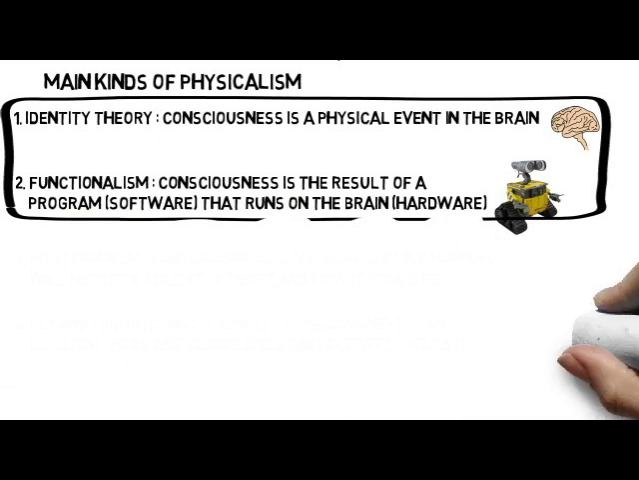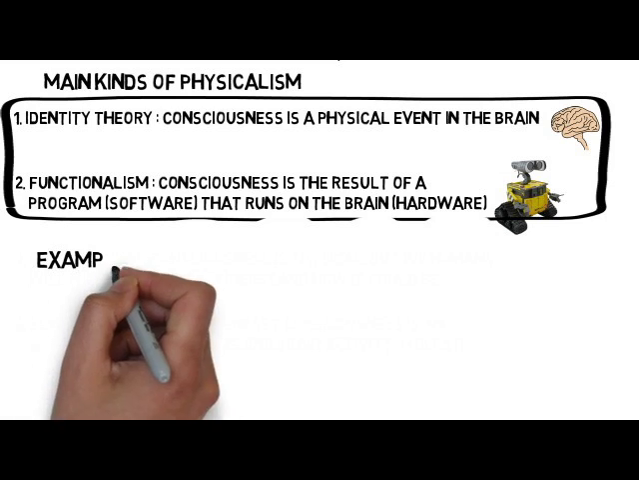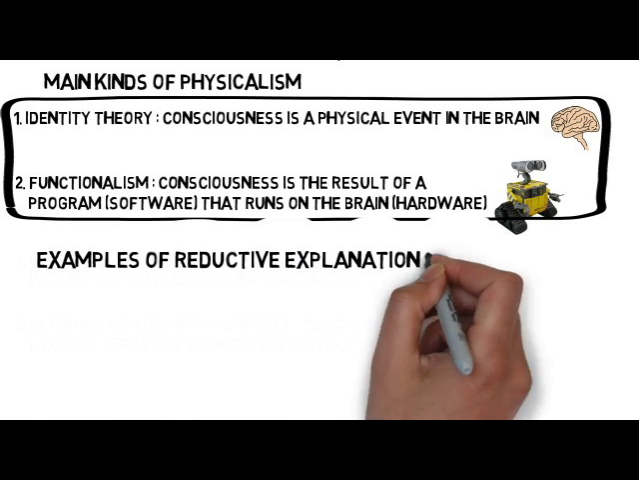Both identity theory and functionalism aim to offer what are called reductive explanations of the mind, and so of consciousness. Reductive explanations are common in science, and it's really helpful to start by looking at a couple of examples unrelated to the mind-body problem.